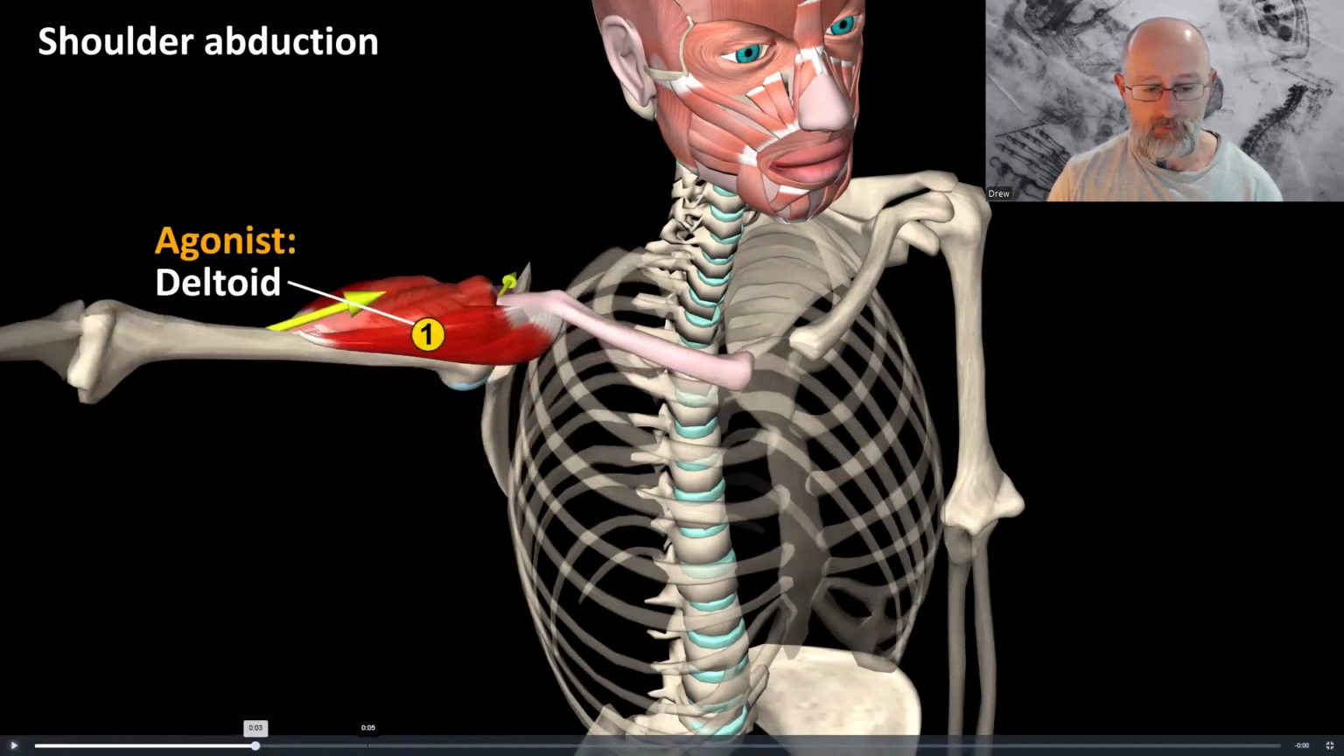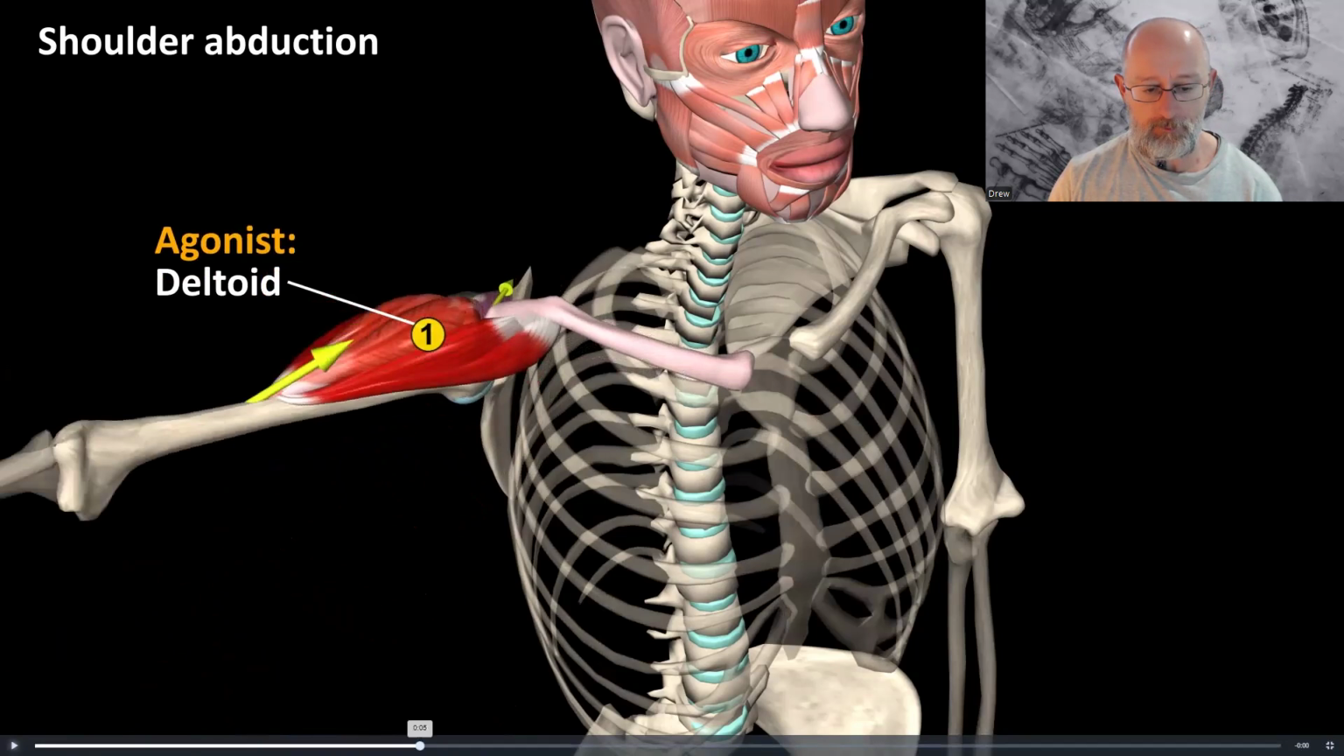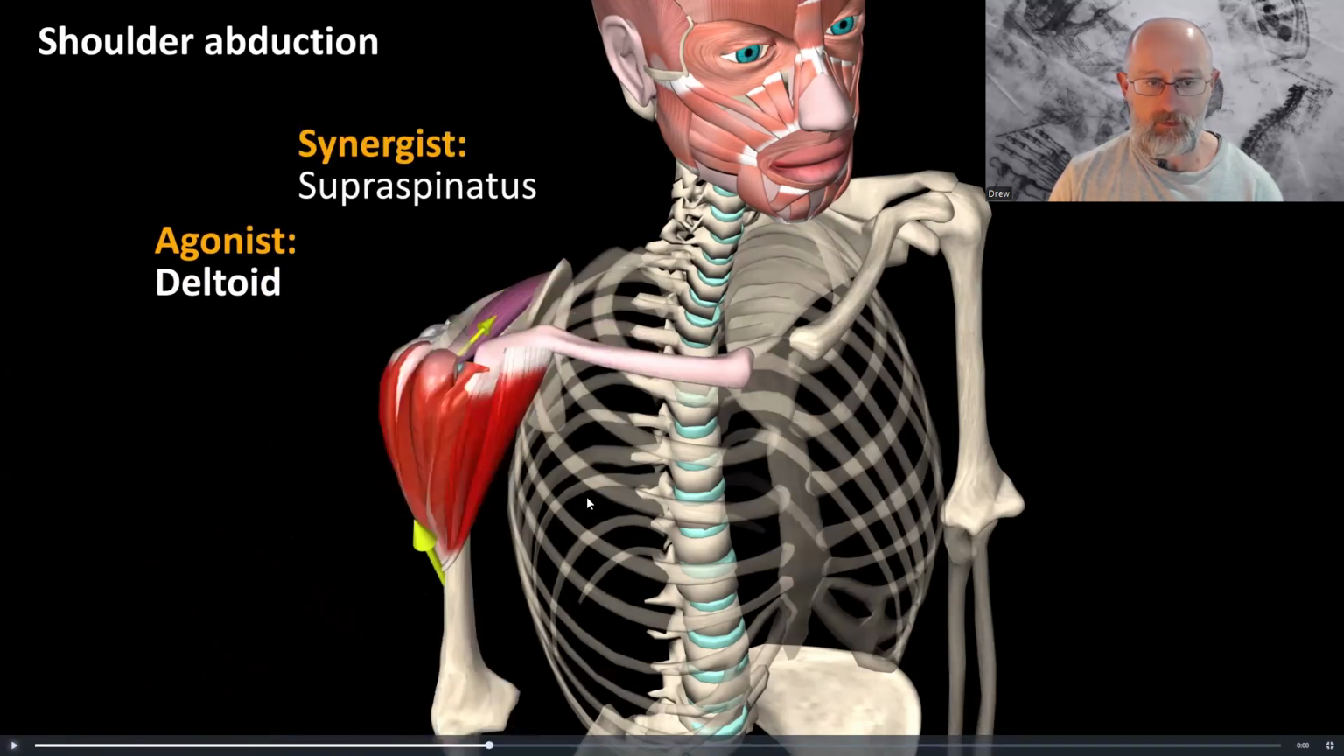Good, so we get a nice representation here. Let's keep going through. And then your synergist muscle is the muscle that helps. Now, a big problem in a lot of shoulder injuries is it's very rare for you actually to injure or damage the deltoid muscle. It can happen, but it's pretty rare.